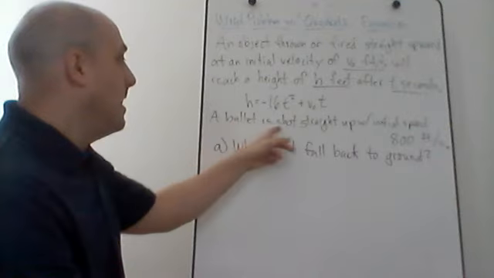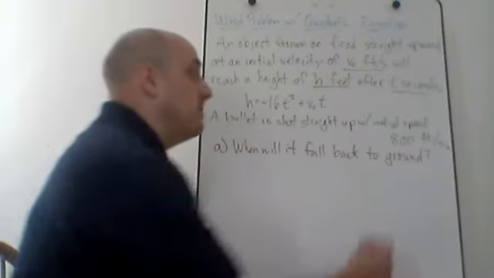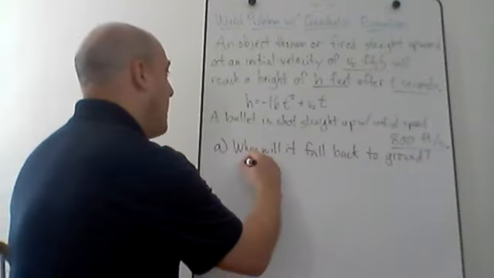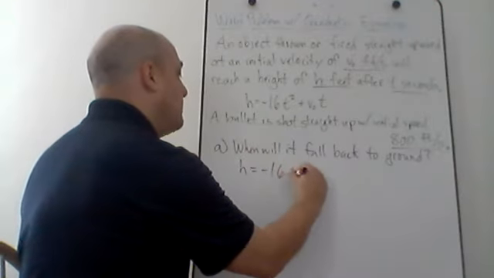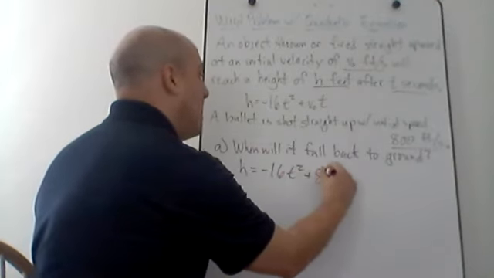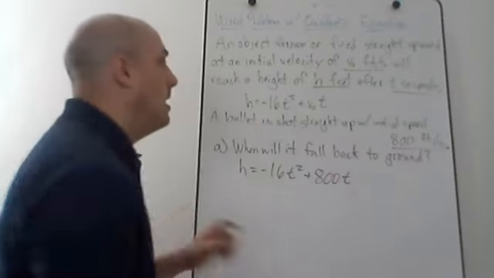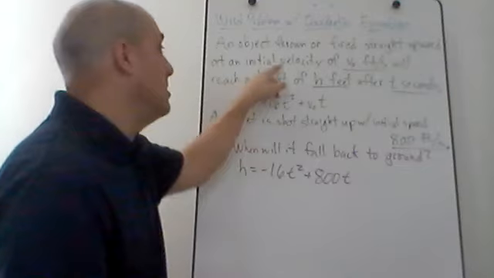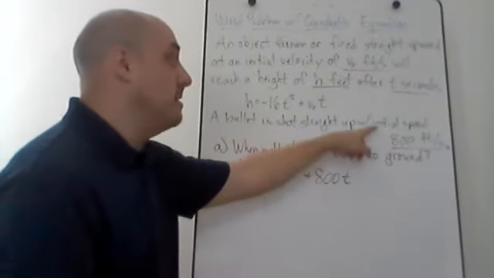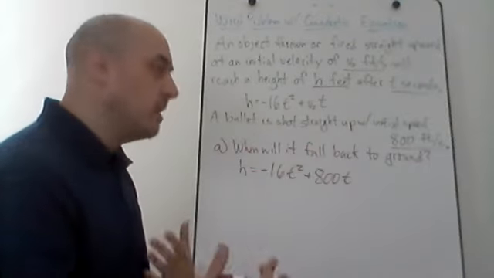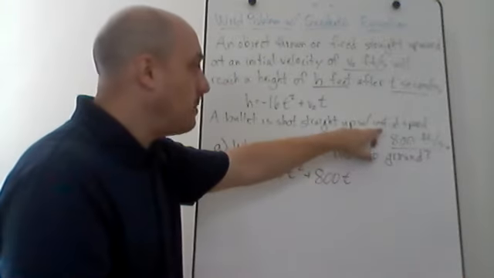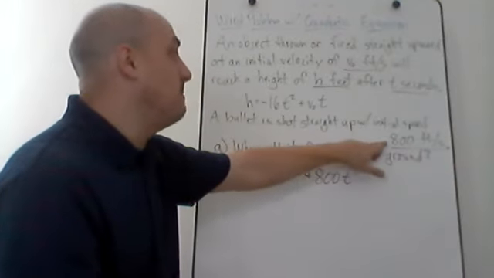And here they tell us the bullet is shot straight up with an initial speed of 800 feet per second. So they give us that initial velocity. So my height is equal to negative 16t squared plus 800t. I understand that the v sub 0 in this formula is my initial velocity. Remember, speed and velocity don't mean exactly the same thing, but in this case they do. The initial speed is 800 feet per second.